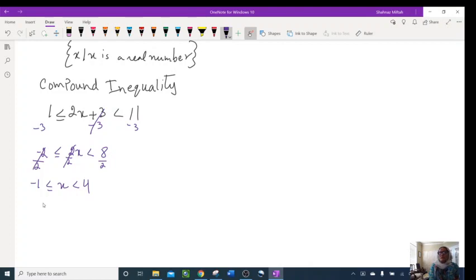If I do interval notation, do you see this -1 has less than or equal, like x greater than or equal to -1? It means that -1 is going to have a bracket. It's included, closed circle. And this is not included, so it's going to have a parenthesis. There you go. This is called interval notation.